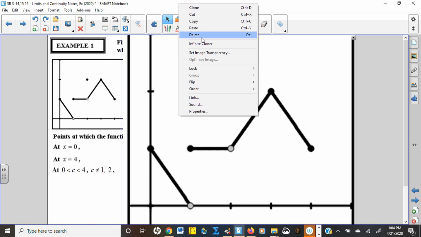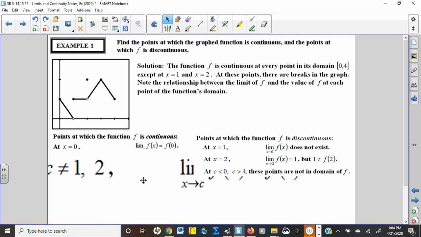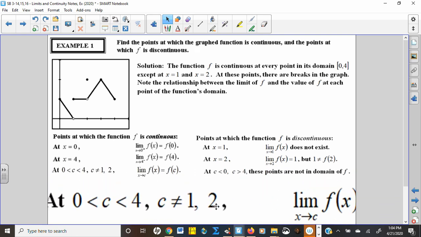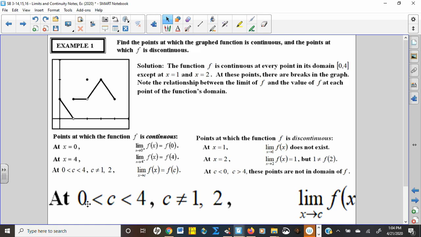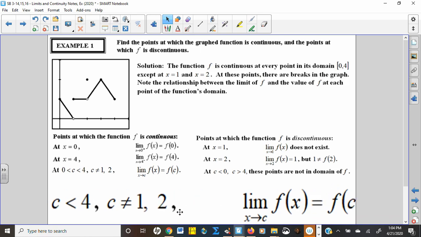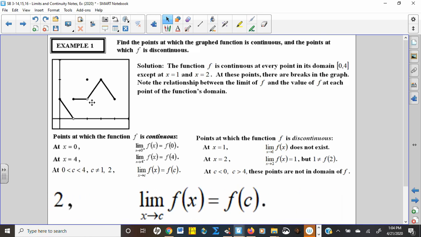Usually, that's not what we're concerned with. Almost always, we're concerned with what's happening inside. So this is the statement right here that makes or breaks the whole thing. At any point between 0 and 4, except at those two discontinuities we found at 1 and 2. Don't know why there's an extra comma there. That's kind of weird. This is what happens. The limit of the function is equal to the c value.